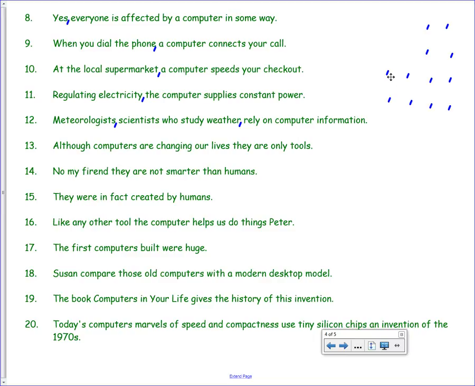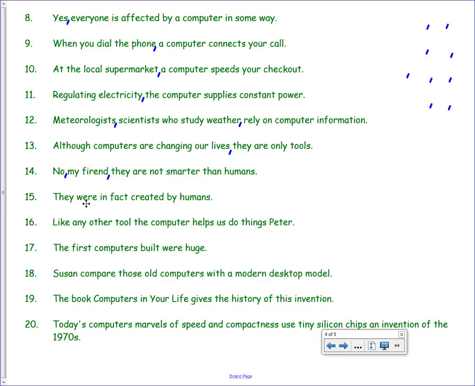Although computers are changing our lives, comma, they are only tools. They are only tools makes sense by itself. No, comma, my friend, sorry for the typo, they are not smarter than humans. They are not smarter than humans can stand by itself. Also, no, they are not smarter than humans can stand by itself. We can take out my friend.